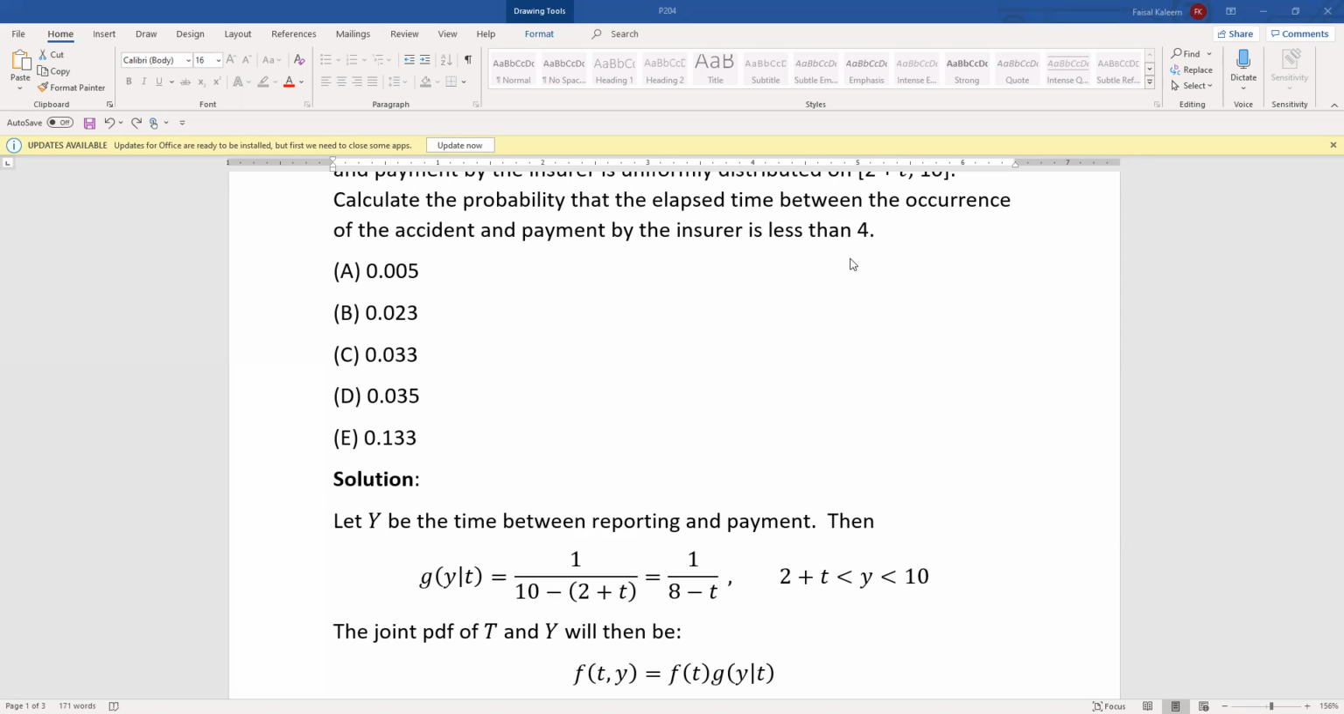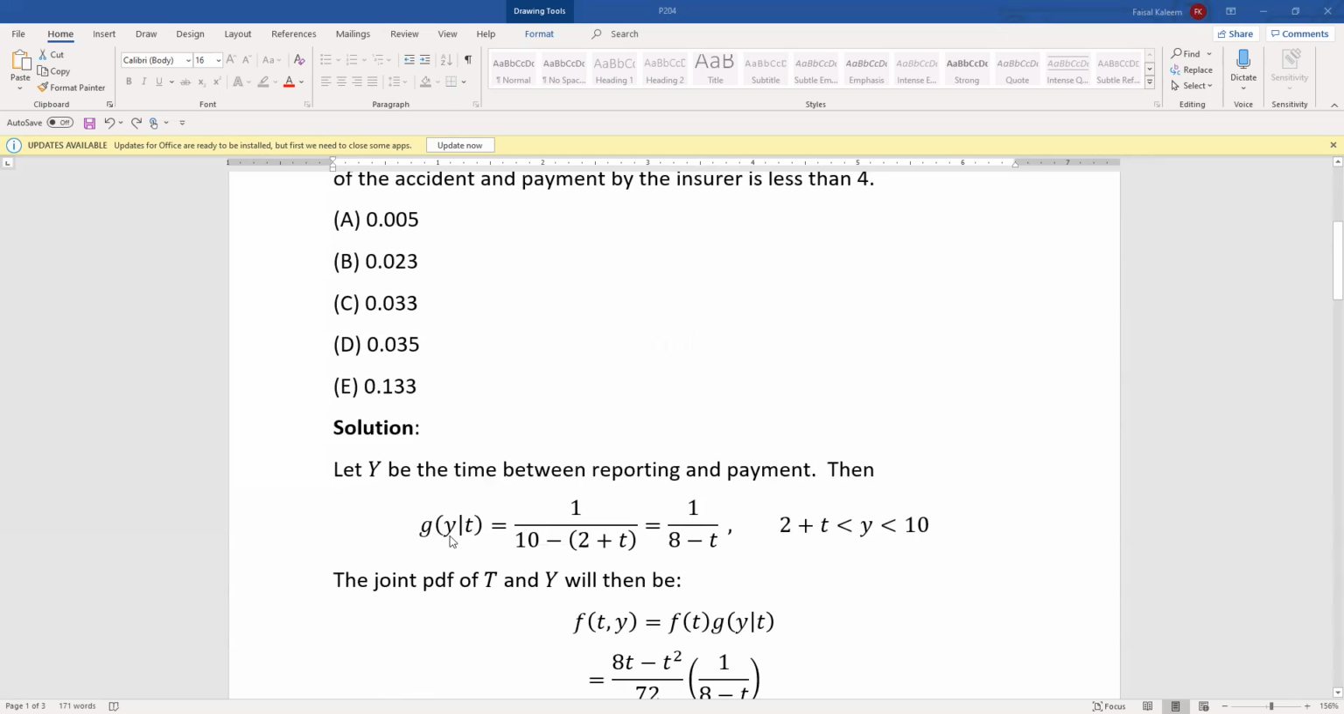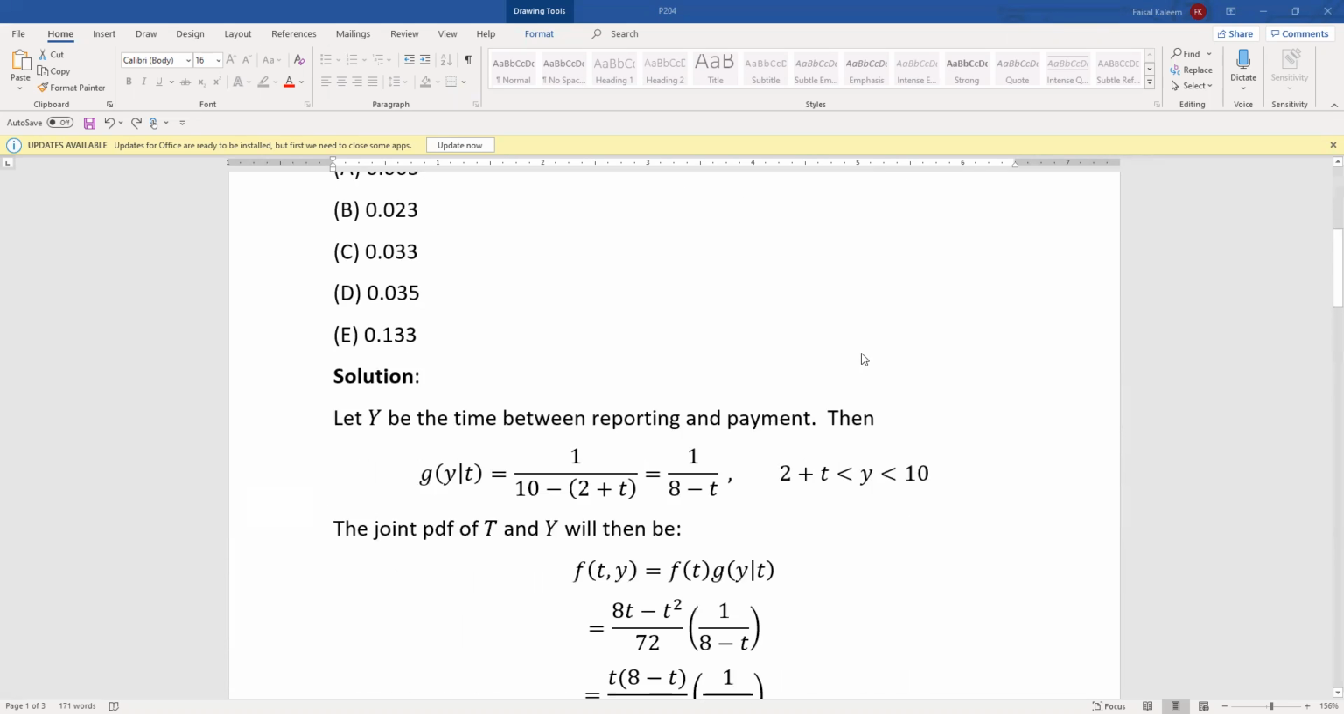In order to do that, we need the joint PDF of t and y. We already have the PDF of t. The PDF of y given t is uniform, because they say the second time, which we're calling y, given t, is uniform on 2 plus t to 10. So that's 1 over 10 minus (2 plus t), which is 1 over 8 minus t, for y between 2 plus t and 10.